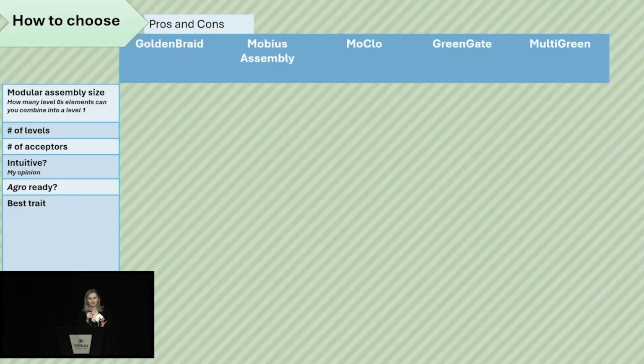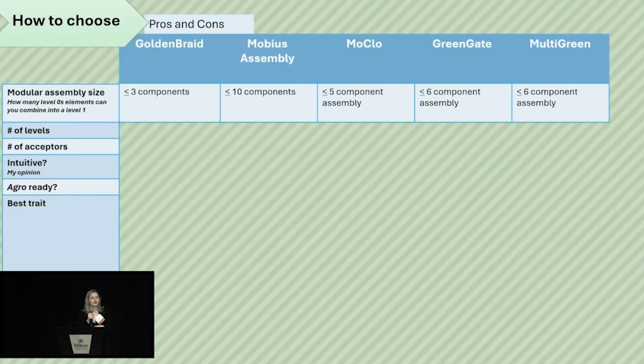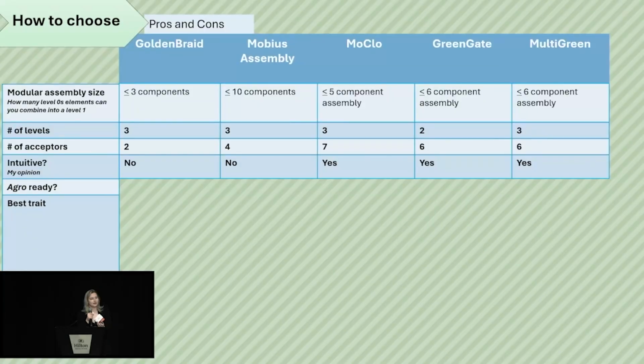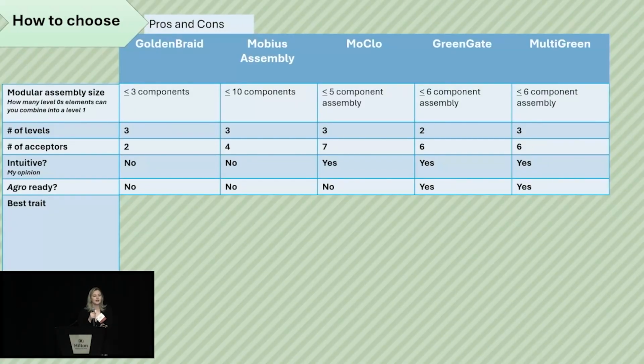So I just threw a lot of information at y'all. So I made a table so it'd be a little bit easier as a take-home. In terms of modular assembly sizes, the important take-home is that Mobius has the most and Golden Braid has the fewest. In terms of number of levels, all these cloning platforms have 3 except for GreenGate. The number of acceptors, MoClo has the greatest. If it's intuitive, based on my opinion, I would say that MoClo, GreenGate, and multi-green are the easiest to understand. And only GreenGate and multi-green have those borders and ORI for Agro.